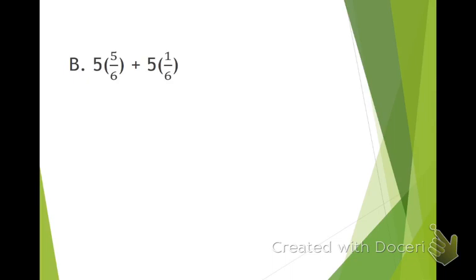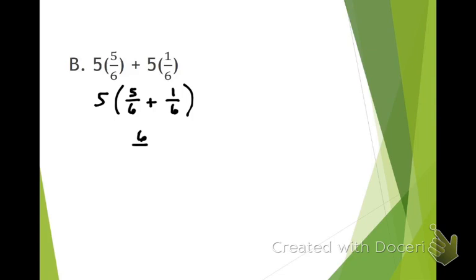5 times 5/6 plus 5 times 1/6. I want to see if you guys can do this on your own. Here we go, first up. What number am I multiplying both of them by? A 5. Okay, what should go in my parentheses? 5/6 plus 1/6.